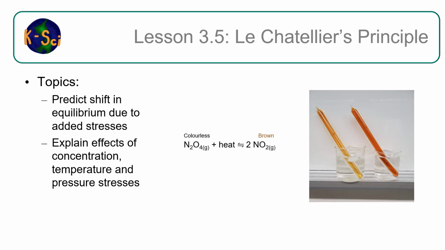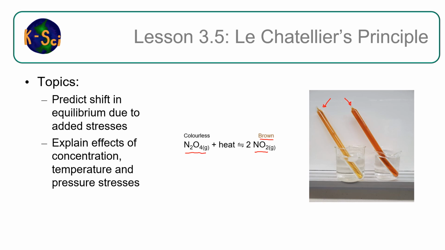Hello there. In this lesson, we're going to learn about Le Chatelier's Principle. Le Chatelier's Principle refers to the changes that equilibrium will undergo when a stress is applied externally. For example, you may have seen this in class where we have these two tubes that are filled with gases at equilibrium. The one gas is NO2, which has that brown color. You can see brownish color in both of the tubes. And the other gas is colorless.